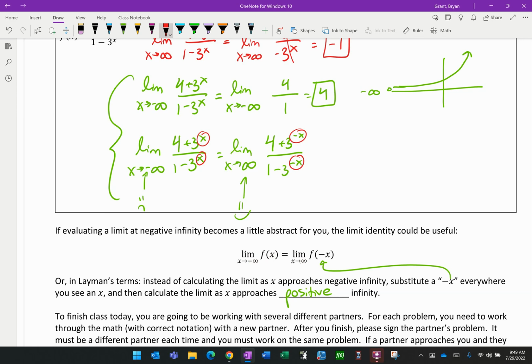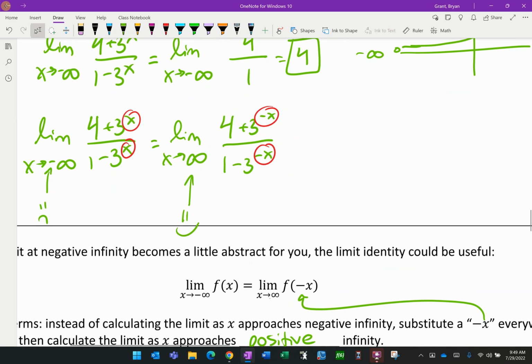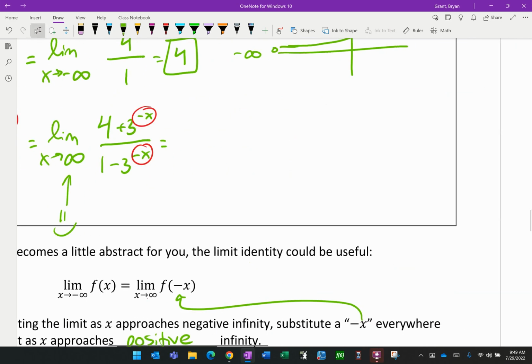Same idea, however you'd like to think about it. But how do we finish calculating this? Well, we might want to think about substituting in infinity here. Or if you wanted, you could remember that to deal with a negative exponent, you just do 1 over that term with a positive exponent.